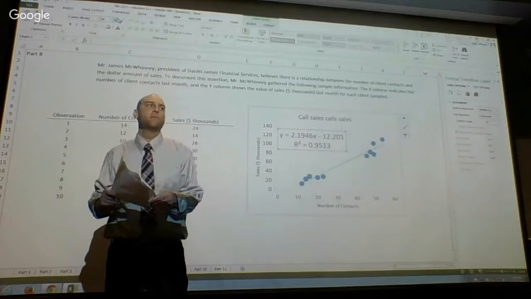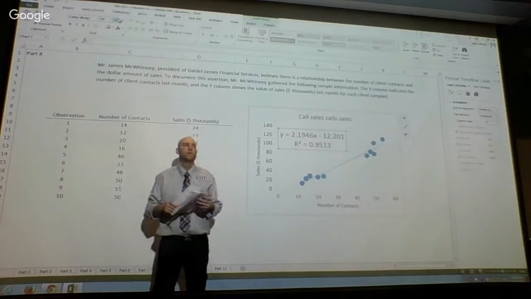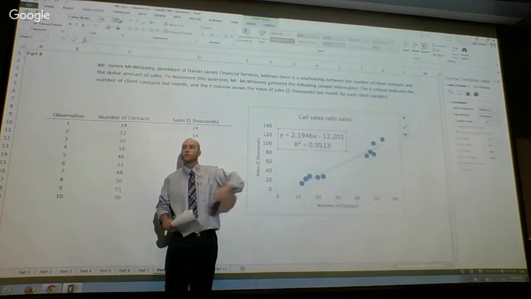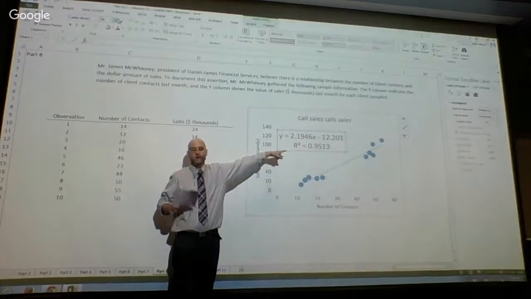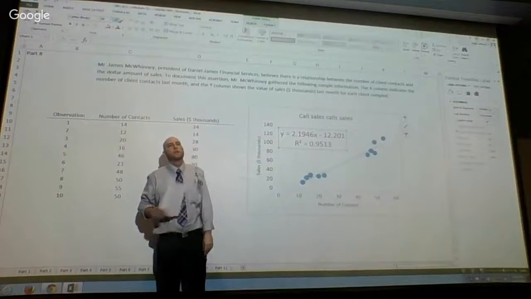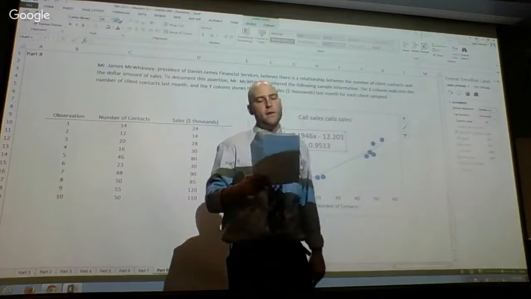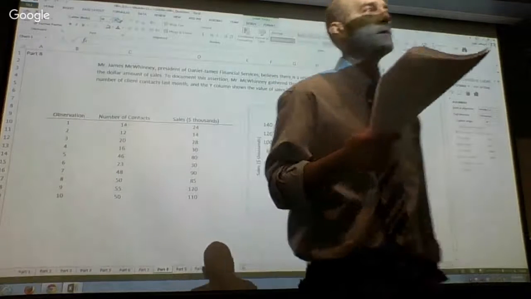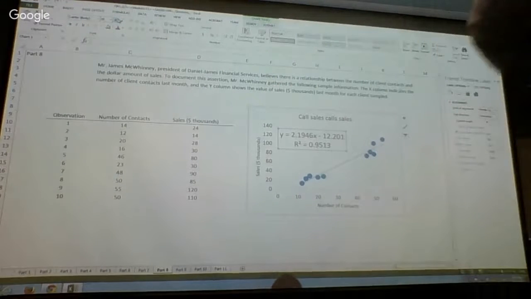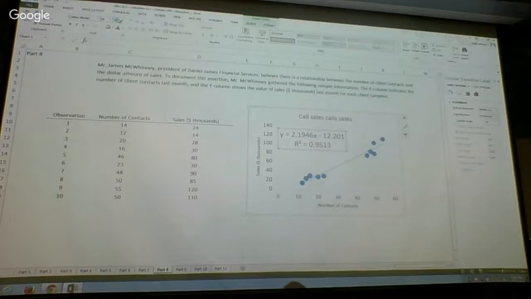Coefficient of determination. Let's go to the big board. Coefficient of determination, 0.95. Right there. If R is positive, which it is, is our t value 12.5 or negative 12.5? Positive 12.5. Yep. Positive R means positive t.